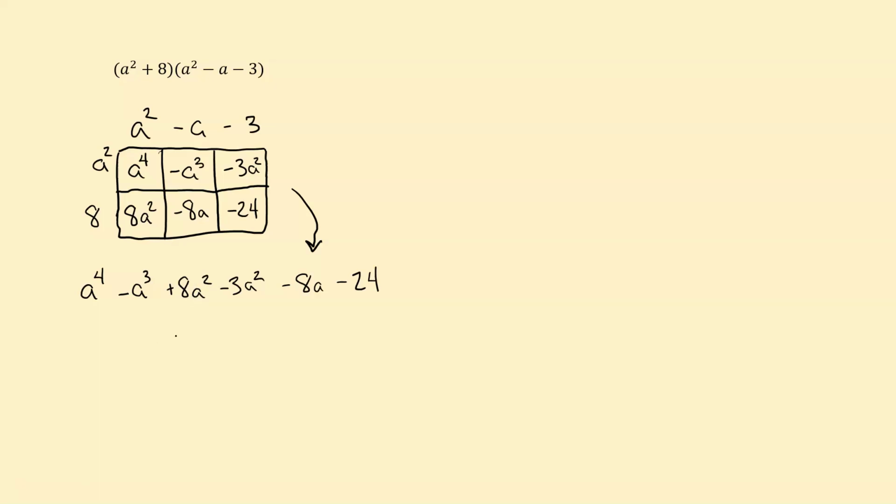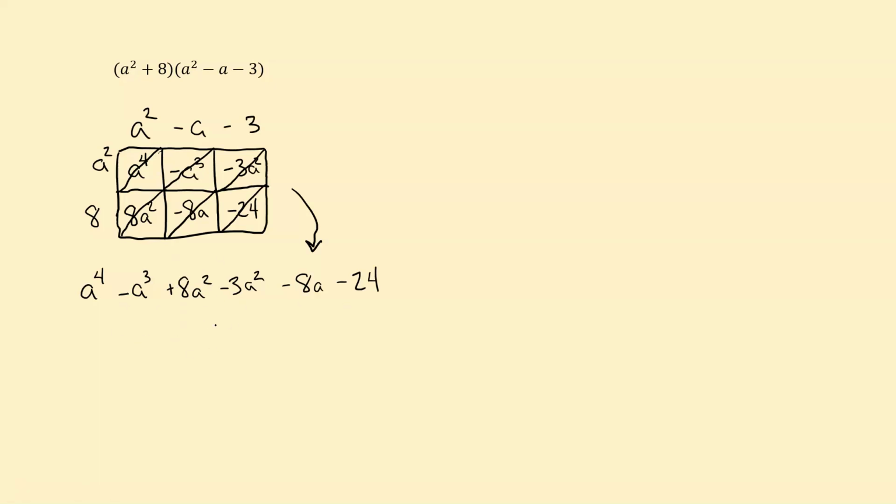So what you might want to do is, when you write down a4, you might want to cross that out. And then when you write down negative a3, you cross that out. When you write down 8a squared, you cross that out. When you write down negative 3a squared, cross it out. When you write down negative 8a, cross it out. And when you write down negative 24, cross it out. That way you know, okay, I wrote all of these down, especially when you get to the larger boxes. You're going to be more prone to accidentally forgetting one of them and not writing it down.